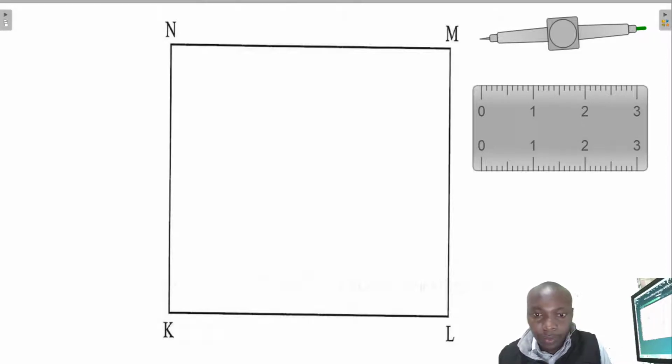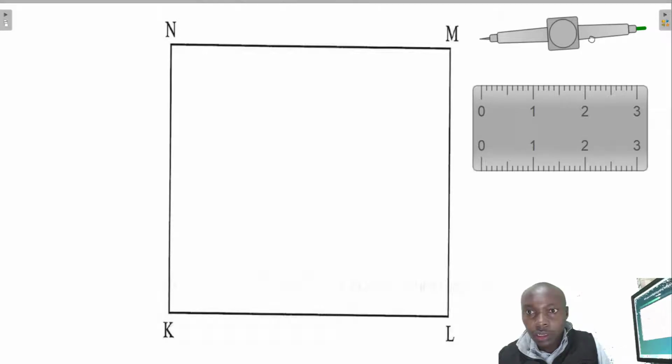I repeat, the locus of a point equidistant from 2 fixed points is given by joining the 2 points using a straight line and then constructing the perpendicular bisector of that line. So in this case, points L and M, you need to construct a perpendicular bisector of that line.